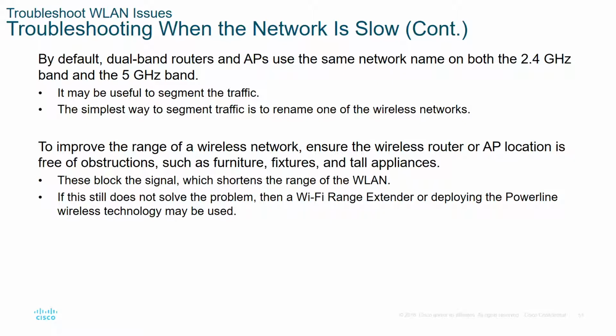To improve the range of the wireless network, ensure the wireless router or access point location is free of obstructions such as furniture, fixtures and tall appliances. These block the signal, which shortens the range of the WLAN. If this still does not solve the problem, then a Wi-Fi range extender or deploying a powerline wireless technology may be used.